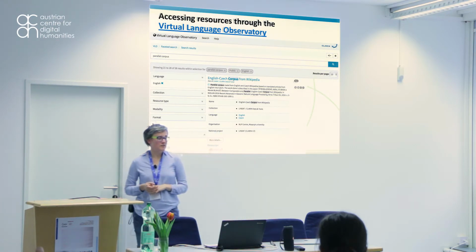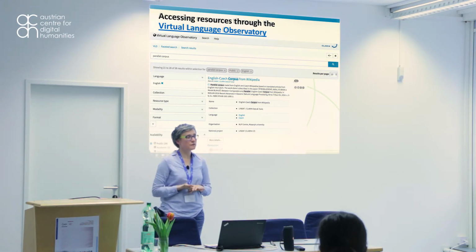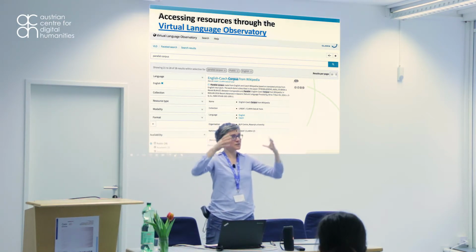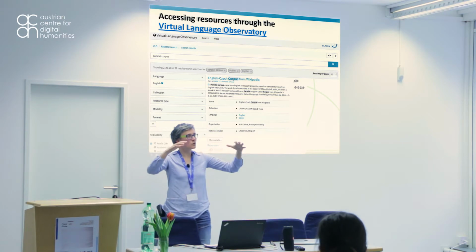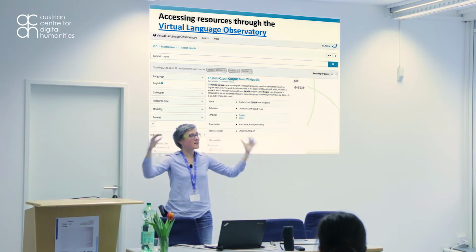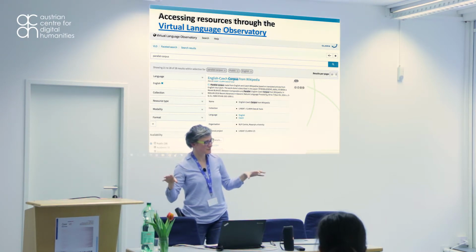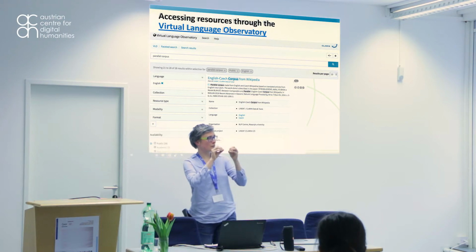Another entry point is the already mentioned Virtual Language Observatory. This is the central level service. So you go to a page that aggregates all the information from all the national repositories, and you can find parallel corpora there.